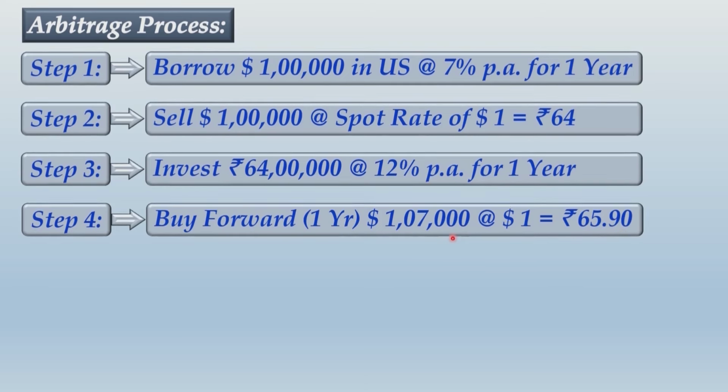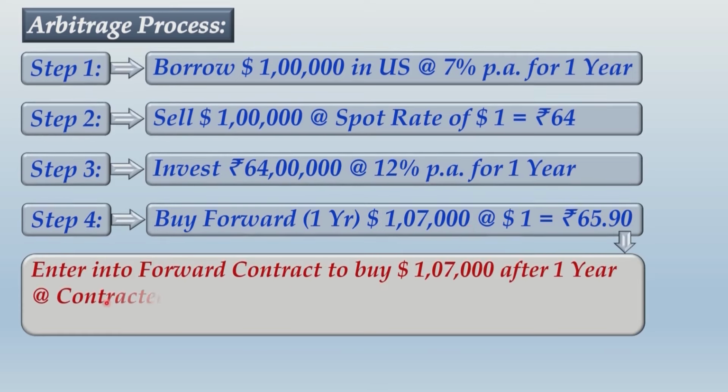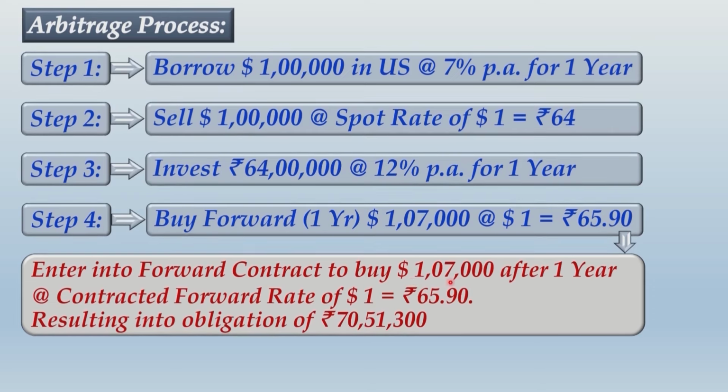So you understood why we are buying forward 1,07,000 US dollars. Whenever you are writing this step, you should always give an elaborate explanation about this step. That will be: enter into a forward contract to buy $1,07,000 after 1 year at contracted forward rate of $1 equals rupees 65.90, and doing so your resulting obligation will be rupees 70,51,300, that is nothing but $1,07,000 multiplied by rupees 65.90 per dollar. Let us now move ahead in the process.